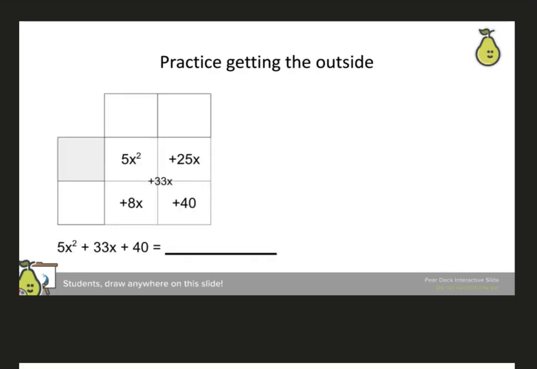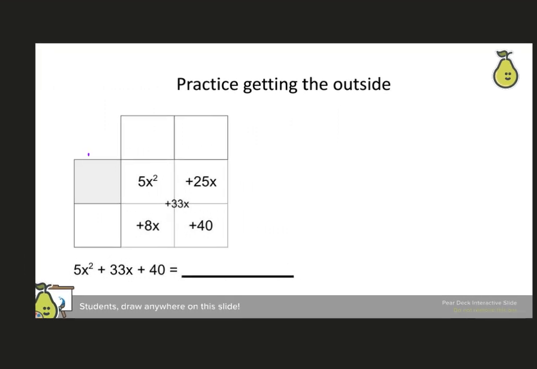Okay, so if you need a little practice getting the outside, this is just an example of how to get the outside. So remember, we always find the GCF of this top row, so 5x and 25x. That GCF is going to be 5x, and then work backwards from there. So 5x times x gives you 5x squared. 5x times what will give me 25? That has to be plus 5. x times what will give me 8? That has to be an 8. And check to make sure that 5 times 8 is 40, which it is. And check to make sure that these two terms add up to 33x, which it does. So we have our final answer, 5x plus 8 and x plus 5.